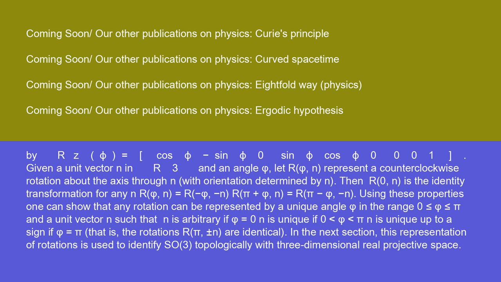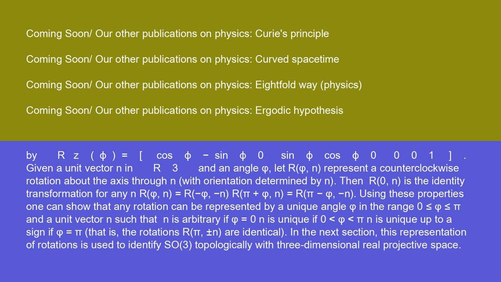Then R(0, n) is the identity transformation for any n, R(phi, n) equals R(minus phi, minus n), and R(pi plus phi, n) equals R(pi minus phi, minus n). Using these properties, one can show that any rotation can be represented by a unique angle phi in the range 0 less than or equal to phi less than or equal to pi and a unit vector n such that n is arbitrary if phi equals 0, n is unique if phi is strictly between 0 and pi, and n is unique up to a sign if phi equals pi. That is, the rotations by pi about plus or minus n are identical.